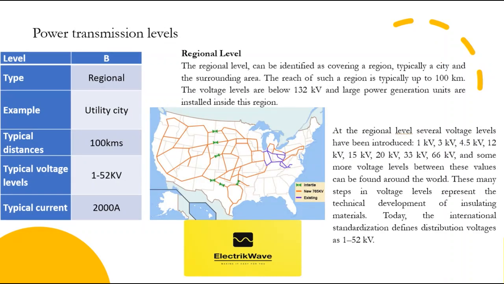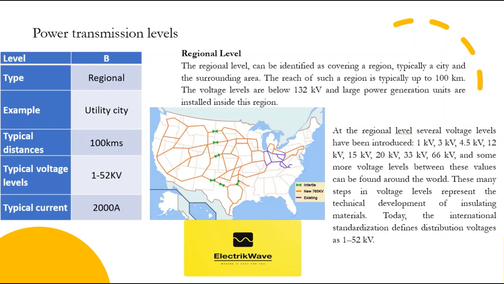This is a regional level. The regional level, level B, can be identified as covering a region, typically a city and the surrounding area. The reach of such a region is typically up to 100 kilometers. The voltage levels are below 132 kV and large power generation units are installed inside this region. Power producers in a region may be private or public entities owned by the city or regional organization.